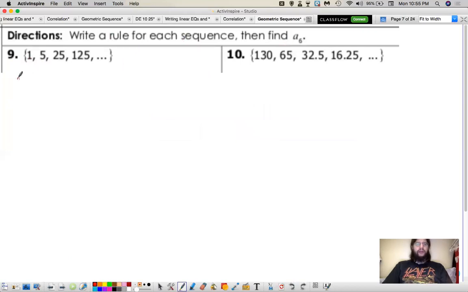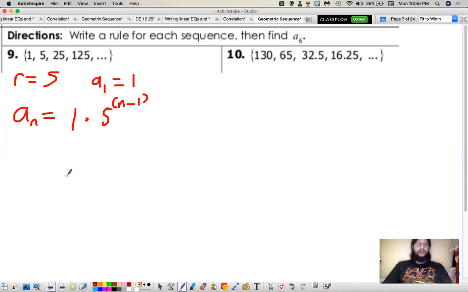Let's see, what are we multiplying by? 5. R is 5. What's A1? A1 is 1. So my rule, A sub n is equal to A1, which is 1, times R to the n minus 1. R is 5 to the n minus 1. So this will get us any n. This is a 5, not an s.